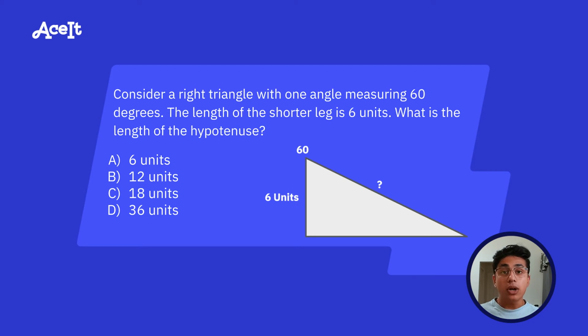Given in the problem, we know it's a right triangle and one of its angles is 60 degrees. So that means it's the 30-60-90 triangle. So based on this, we know the hypotenuse would be 2 times the length of the shortest leg, or 6 times 2, which is 12. So we know answer choice B is going to be correct.